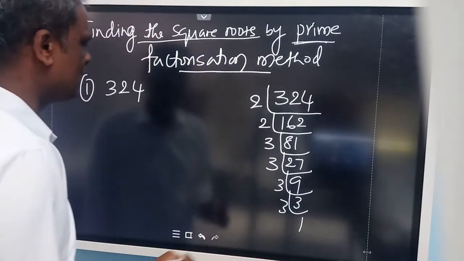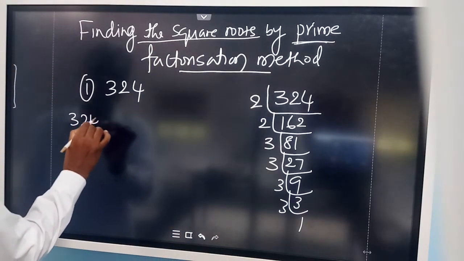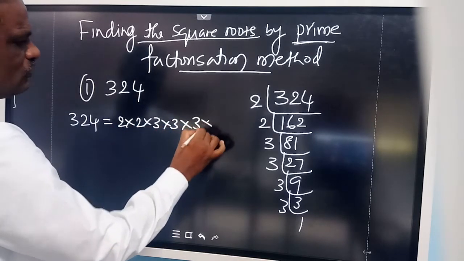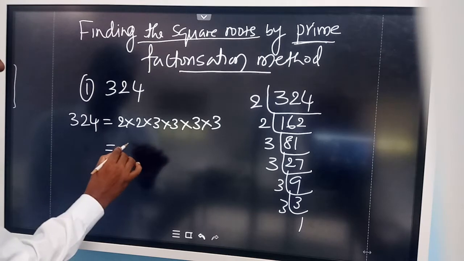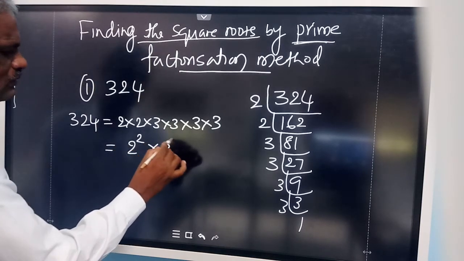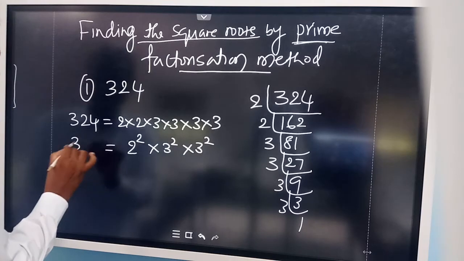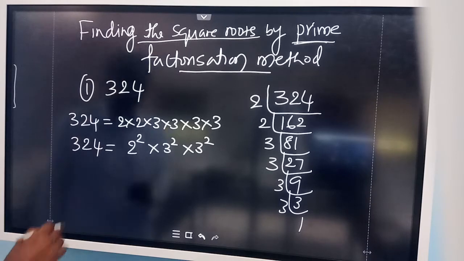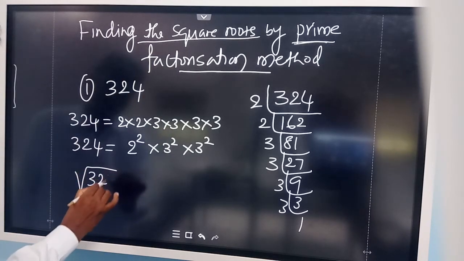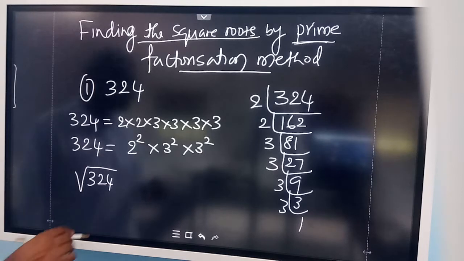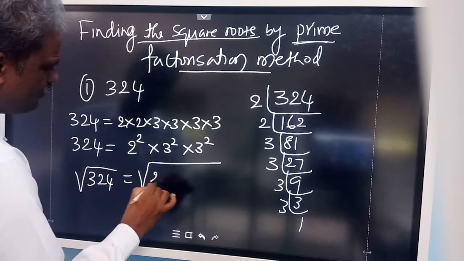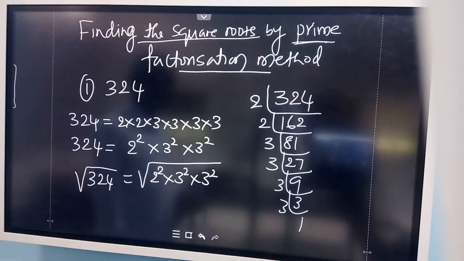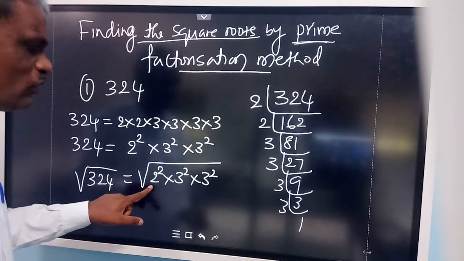So now 324 can be written as 2 into 2, 3 into 3, 3 into 3. Here you can write this as 2 square into 3 square into 3 square. Now the square root of 324 is equal to the square root of 2 square into 3 square into 3 square. Since all these numbers are square numbers, it is a perfect square number.